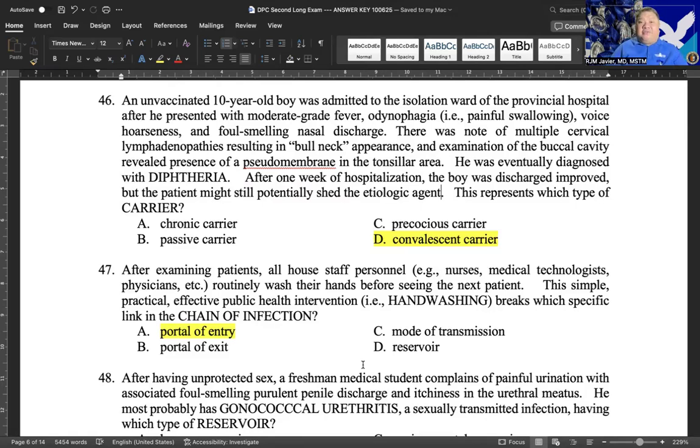This is the definition of a convalescent carrier, wherein their patient is still highly infectious, despite the fact that the natural history of the disease is already towards the recovery part or already beginning to experience resolution of symptoms.